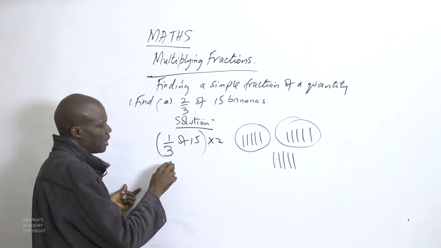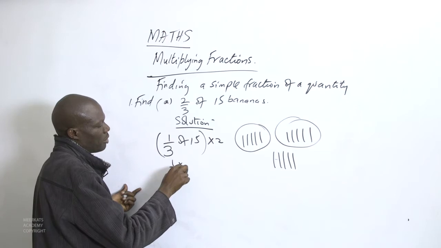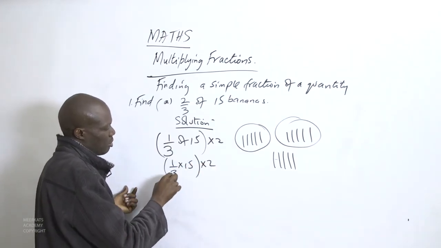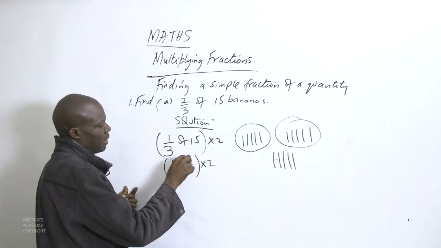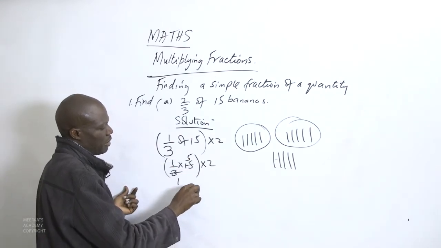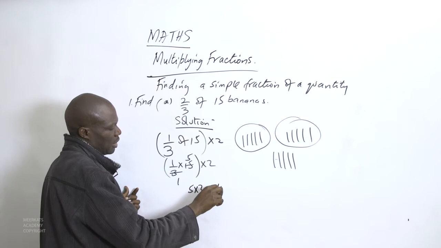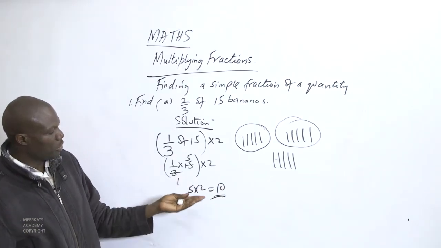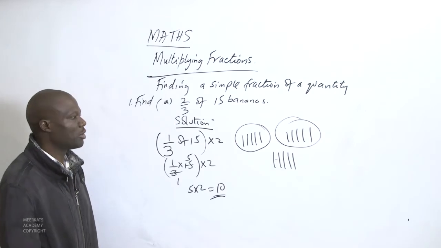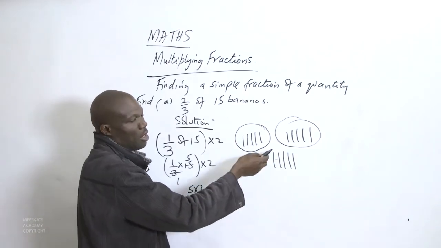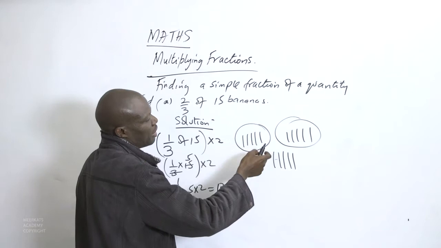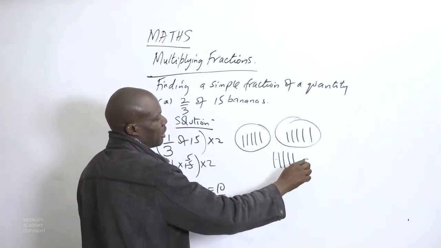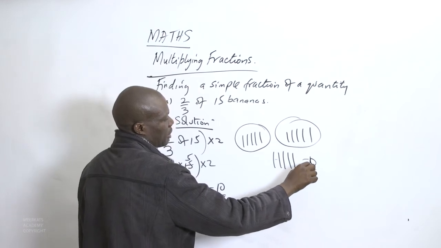So this one gives us the case that a third of 15 is the same as 1/3 multiplied by 15, in bracket, times 2. By 3 here 1, by 3 here 5. Then you have 5 multiplied by 2, you get 10. So we are getting 10 here, and in our demonstration we had 15 bananas. We group them into 5 each, and we have got 2 groups because it is 2/3. If you count, you'll get a total of 10 bananas.